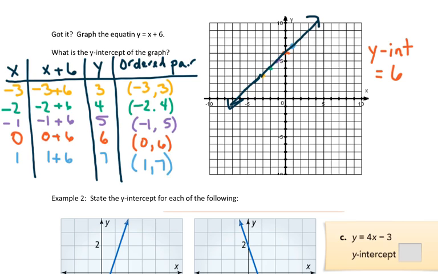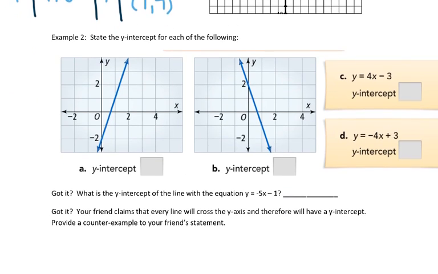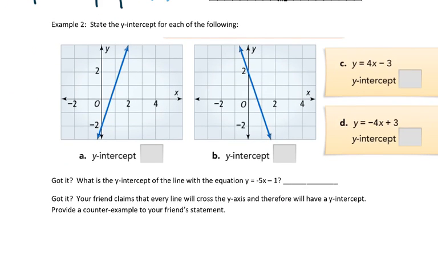All right, now it's time to make some more observations. So let's come down here to example 2. We are writing the y-intercept for each problem. So when we're given a graph, all we have to do is look at the y-axis and see where the line hits it. So it hits it at -2. That makes it really easy. My y-intercept is -2. Same thing on the next one. The y-intercept is where it hits the y-axis. So that's at 2 on this problem.